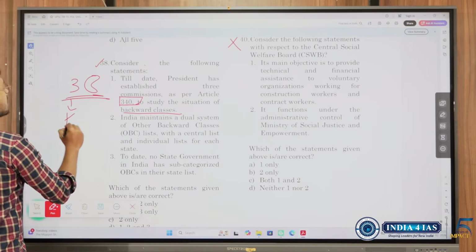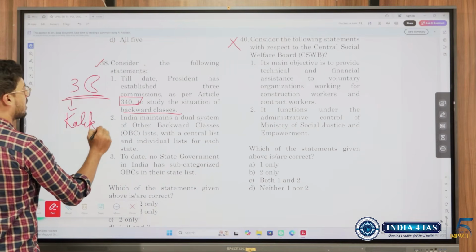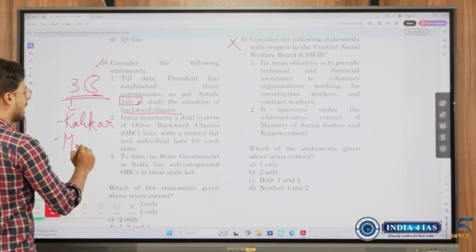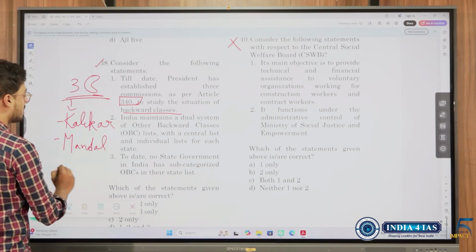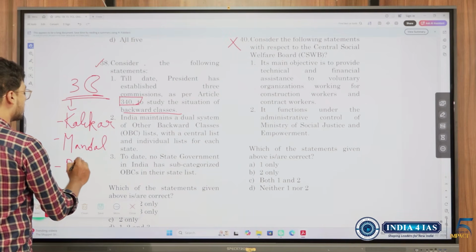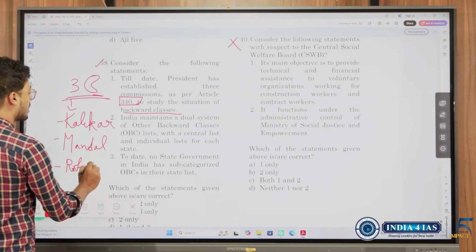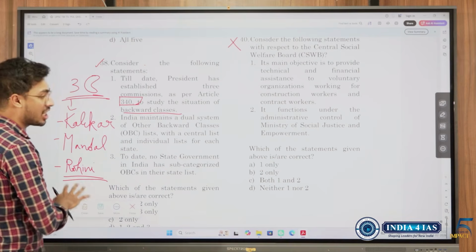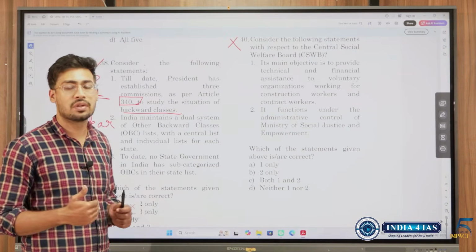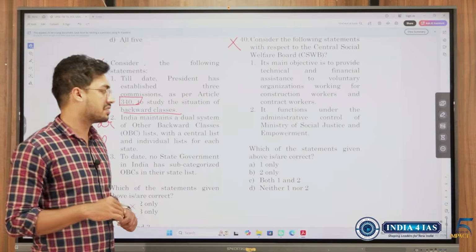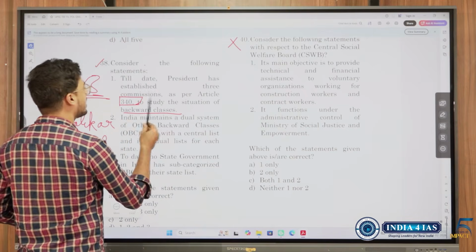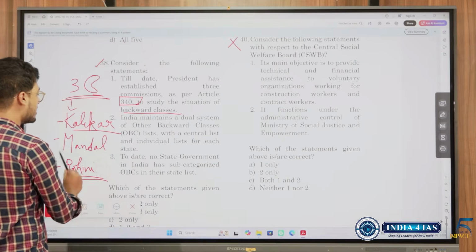One is the Kalelkar Commission, first appointed in the 1950s. After that came Mandal, and it was through this Mandal Commission that OBCs got reservation. And the recent one was the Justice Rohini Committee, which was for subcategorization of OBCs. It has not yet been implemented, because if it is implemented, then those at the bottom might get better benefits among the OBCs. So 3 commissions, and this commission appointment is done by the President under Article 340. Which are those 3 commissions? You should know this.